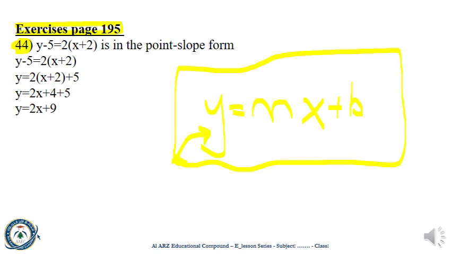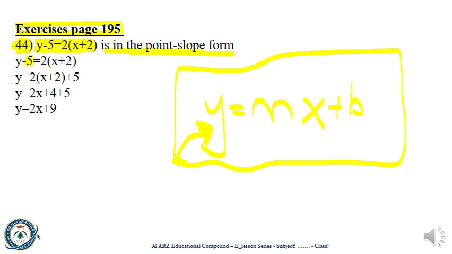You want y to be alone next to the equal. You want y equal. Okay? So this is our objective. The main objective is to turn the equation into the form of y equal. Here you have y minus 5 equals 2 into x plus 2. As you see, it's in the point slope form. To turn it, as I said, I want y equal.